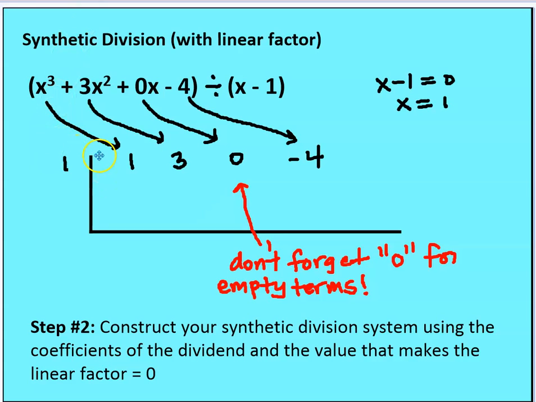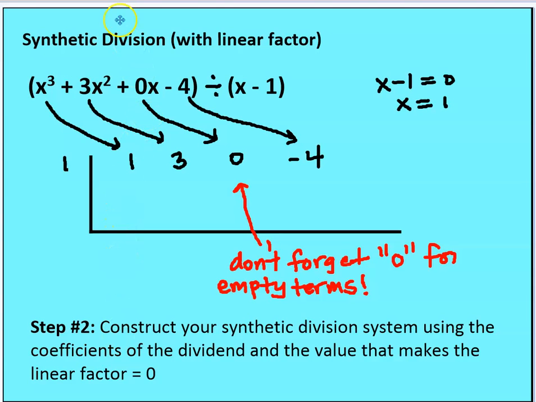All right, so I'm going to set up this kind of backwards L. My linear divisor of 1 that I just generated from the previous slide becomes this value here, outside and to the left and in the upper left of my reverse L. Then I'm going to place the coefficients in order using, again, the placeholder here for 0. In standard form: coefficient 1, coefficient 3, coefficient 0, coefficient negative 4, not forgetting the empty terms. And then I'm going to construct my synthetic division system here.